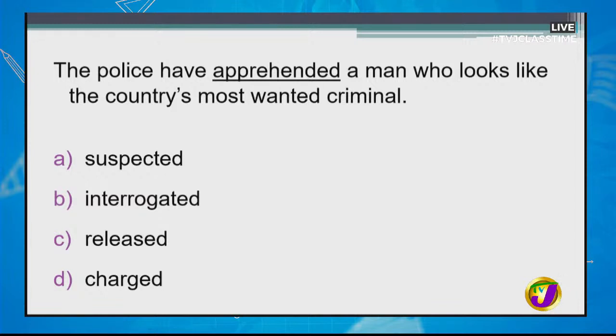Suspected, interrogated, released, or charged. Which of those four? Should be easy, you know. Should be really easy. All right, so apprehended is the opposite of released. If you didn't catch him, you let him go. All right, so next sentence.